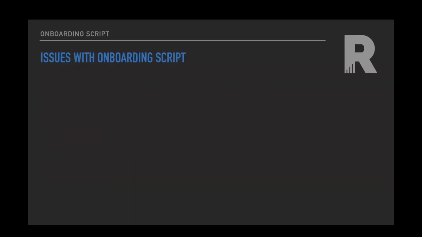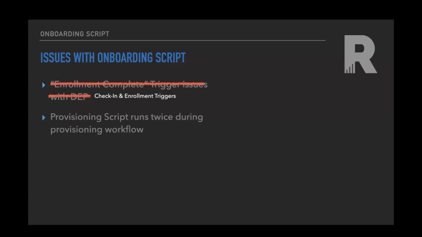There have always been some issues with this onboarding script, though. The first one is that the enrollment complete trigger sometimes doesn't fire when you're using DEP, which is one of the main ways we set up computers. We can get around that by using check-in and enrollment triggers. We use the check-in trigger along with the enrollment trigger, just in case it doesn't hit, so hopefully it will hit the check-in trigger when the first Jamf check-in comes in. But that creates another issue, where the provisioning script can potentially run twice during the provisioning workflow.